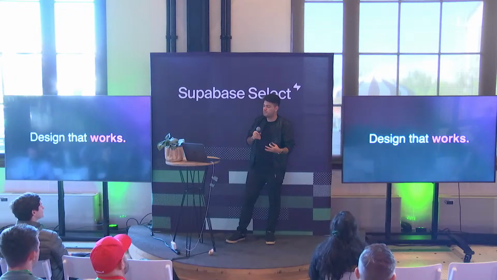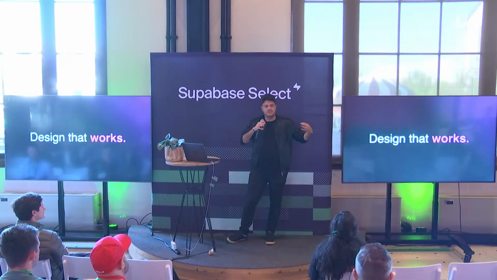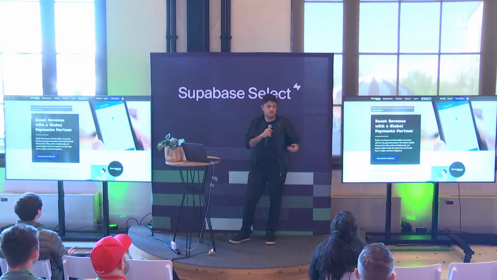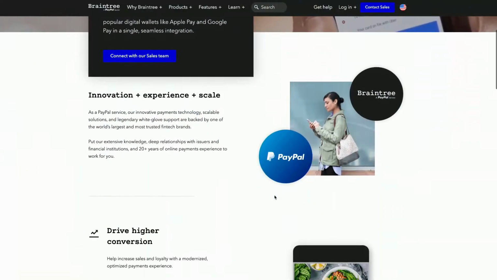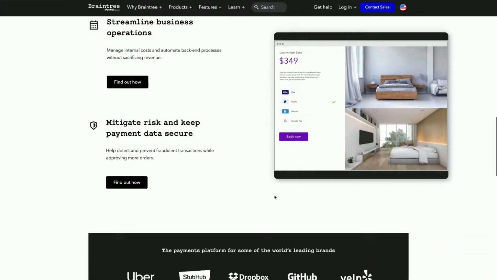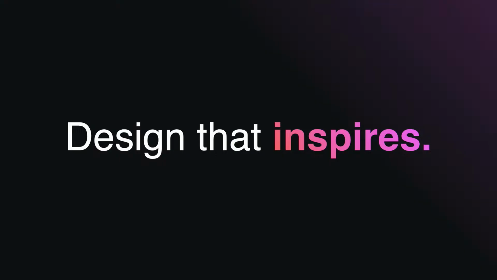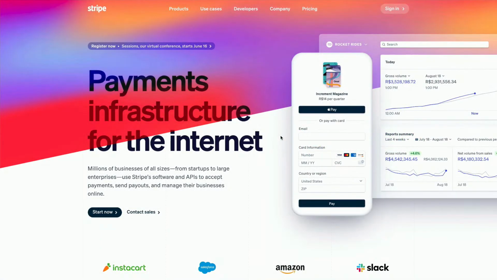So when you think about what you're building, think about all the pieces that go into it. You can build something that works, like a design that works. You go to Braintree, for example. It works. It's a website like any other. I'm sure there's a lot of people using their API. But you can do design that actually inspires people. And that's what you get when you go to Stripe, right?